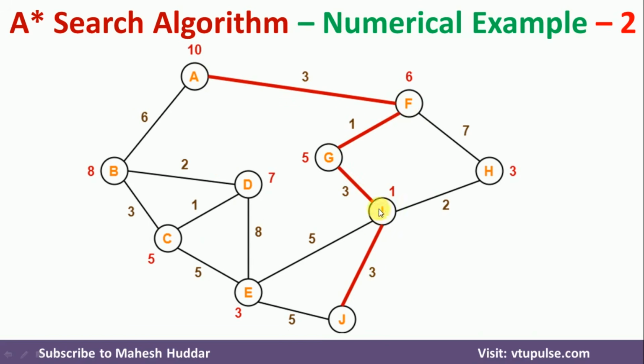So in this video I have discussed how we can use the A-star search algorithm to reach from the start node or start state to the final node or final state with a minimum cost. I hope the concept is clear.